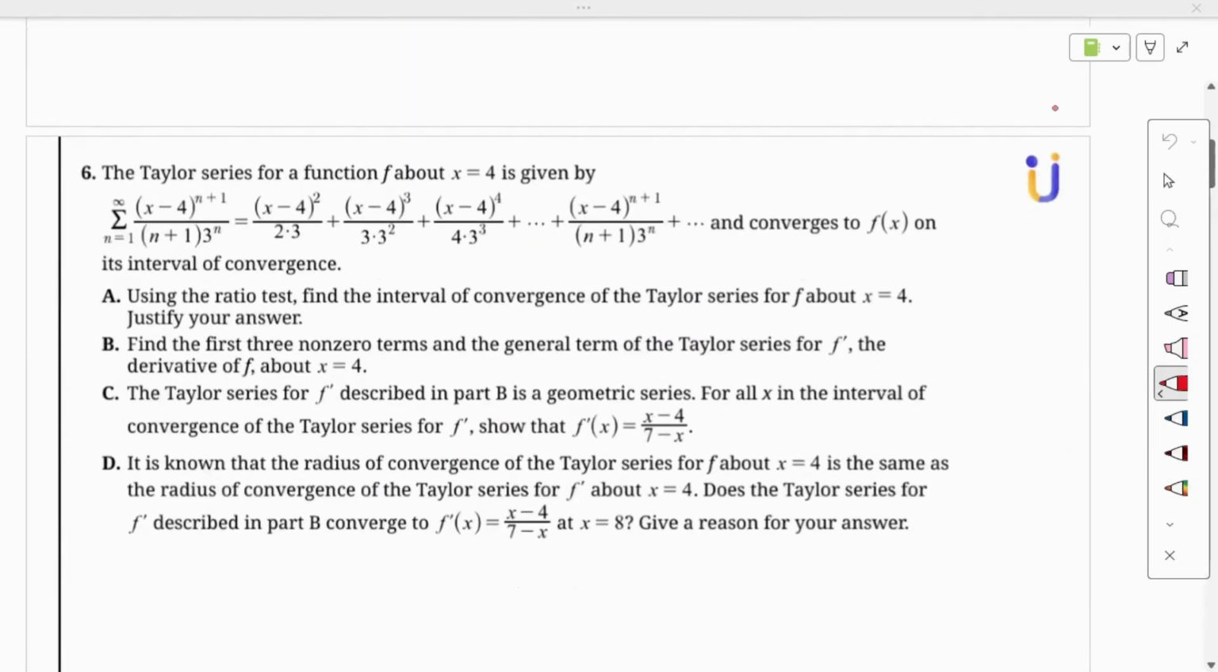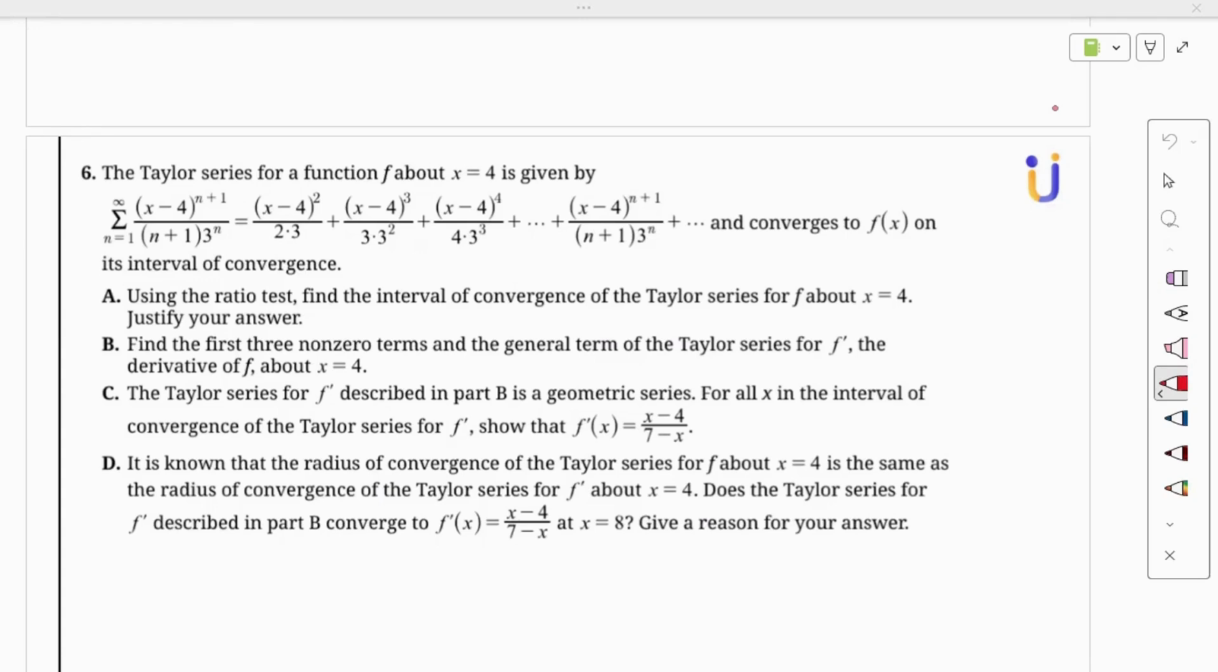The Taylor series for a function f about x equals 4 is given by the sum from n equals 1 to infinity of (x minus 4) raised to the power n plus 1, divided by (n plus 1) times 3 to the power n, which can be expressed like this in expanded form. It converges to f of x on its interval of convergence. So the interval of convergence is not provided.